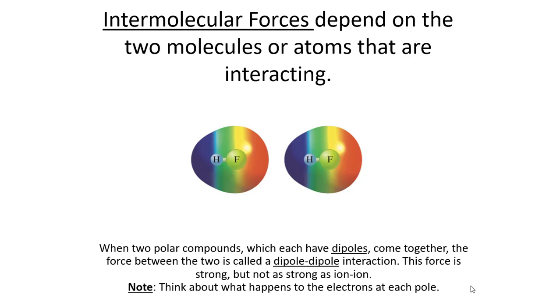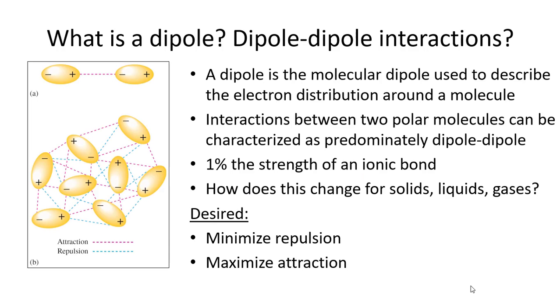This force is super strong, but it's not as strong as ion-ion. Whenever we're talking about dipole-dipole interactions, that's simply when you have two polar covalent compounds that come in and interact based on where the poles line up, and it lines up to maximize attraction and minimize repulsion. And that is also stated here. And so the idea is they're going to line up all like this.